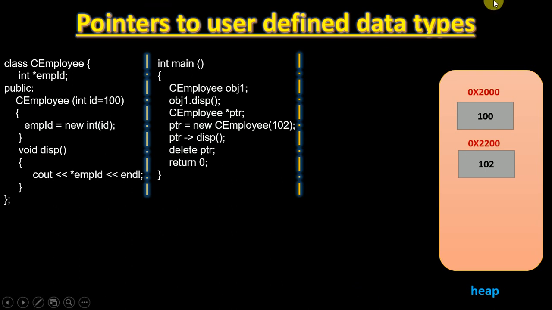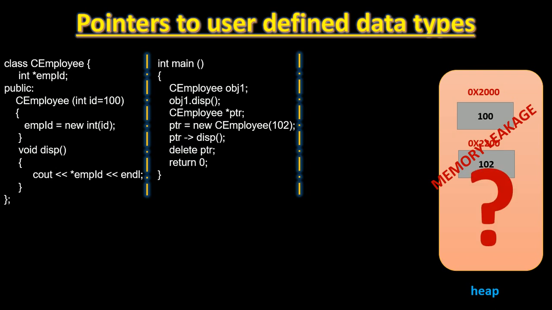Then what about this heap segment? We have two things, right? 100 and 102. 100 is for the first object and 102 is for the second object. So what is happening here? Memory leakage. Then how to avoid this? This is where the concept of destructor comes into the picture. The destructor will take care of freeing the memory. What a destructor is and how to use it, we'll see in the next session.